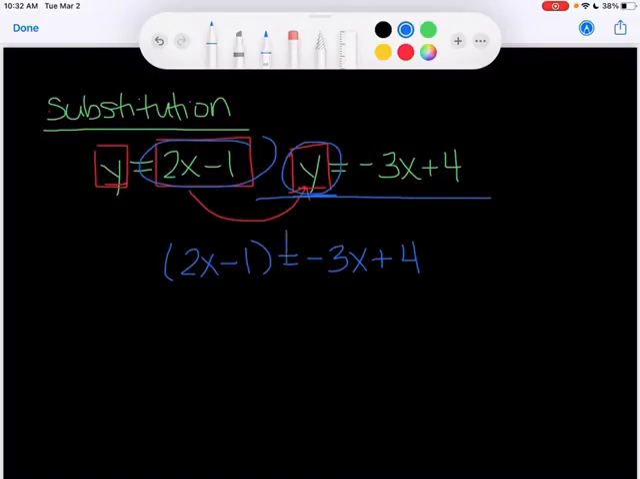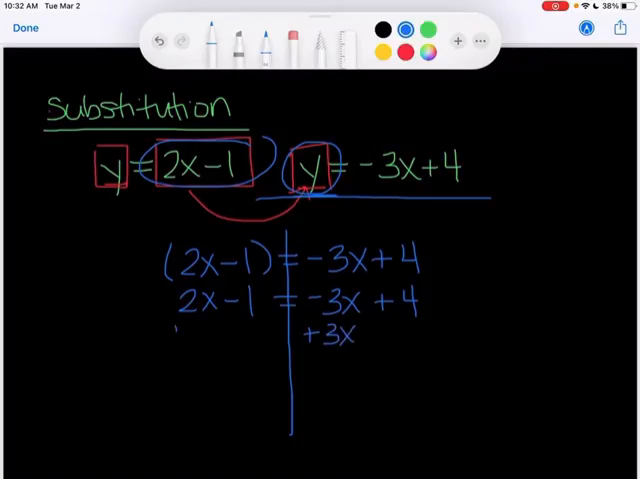And now we need to solve this equation for x. So I can drop off the parentheses here. It's good to start with those in case you need to distribute, but we don't need to here. Now I'm going to get my x's together. I'm going to add 3x to both sides. So those cancel. 2x plus 3x is 5x. Bring down the minus 1 equals 4.